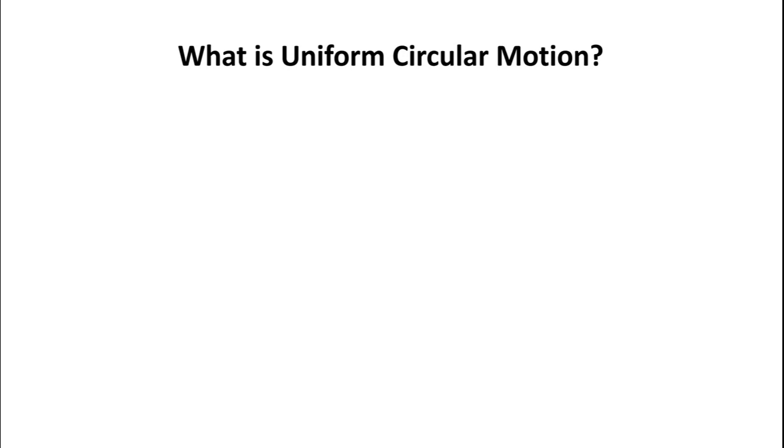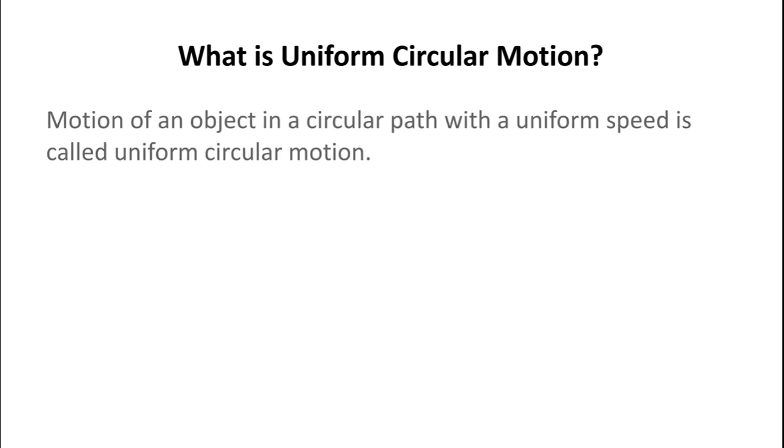So, what do we mean by uniform circular motion? It means that if an object is moving along a circular path around a fixed point with a uniform speed, then its motion is said to be uniform circular motion. It is clear that in uniform circular motion, the speed of the object is uniform.